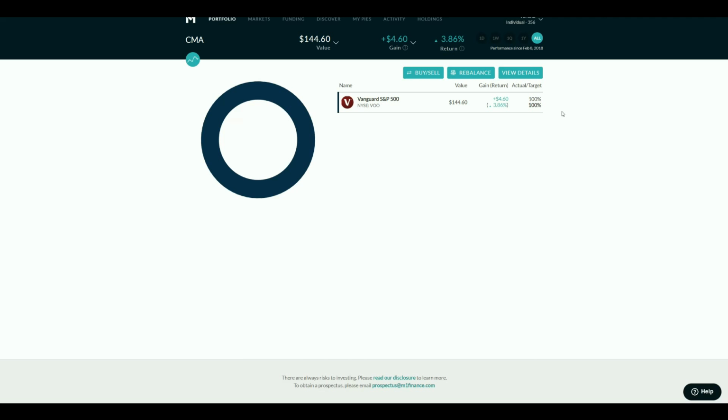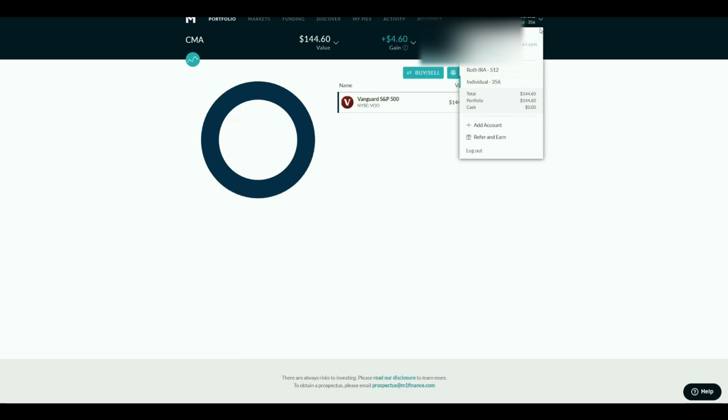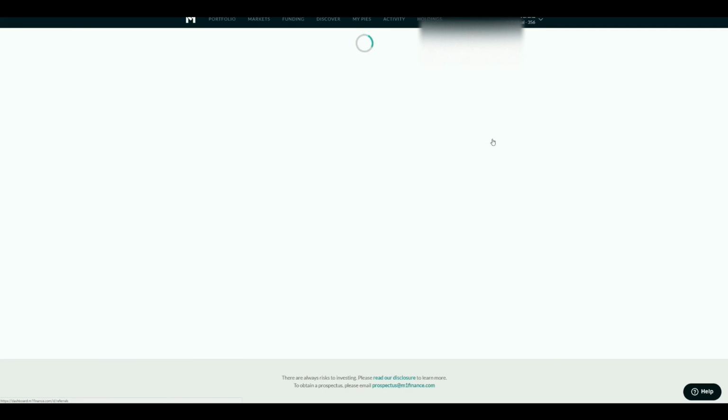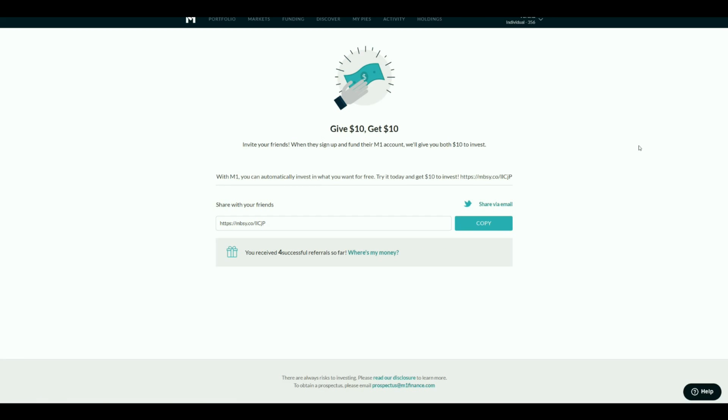So once you've made your individual account and you click on your icon here, you're gonna get the option to refer and earn. Once you've done that, you're gonna be able to give $10 and get $10. So invite your friends, your family, your viewers, subscribers, anybody that really wants to be set up with a broker that allows you to create a retirement account. I think that was the biggest motivational thing, I guess: being able to start a Roth IRA with only $500.